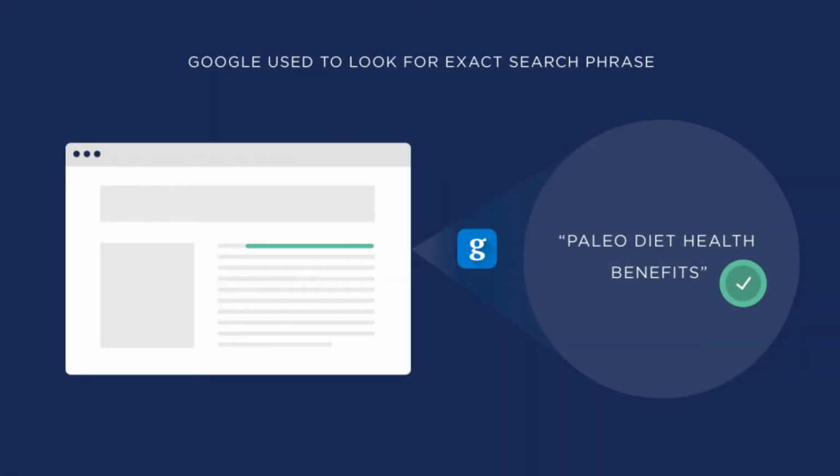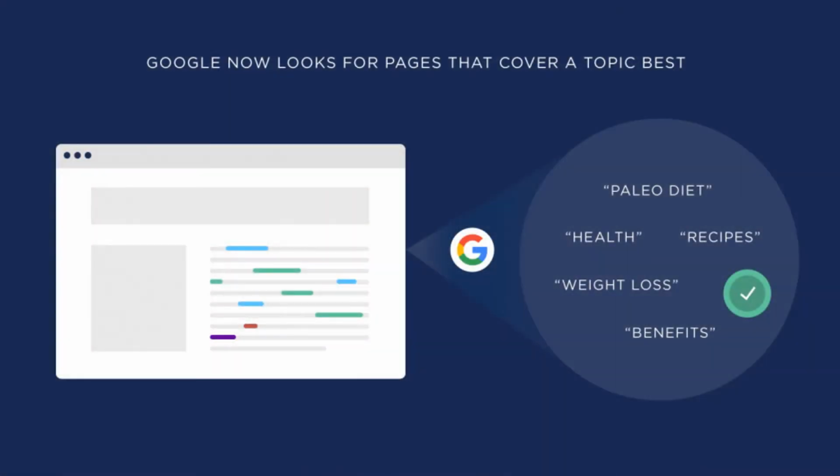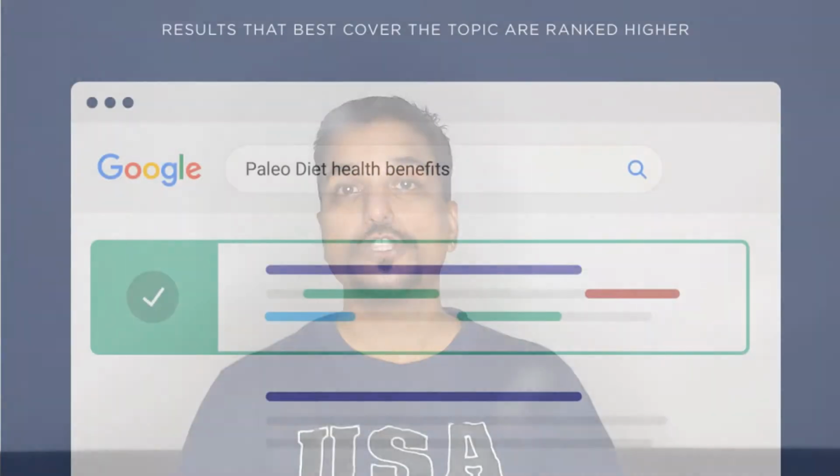For example, if you searched for Paleo Diet health benefits, pre-Hummingbird Google would show you pages that had that exact phrase on the page. But Hummingbird is smarter than that. Yes, Google still looks for keywords, but they don't rely on them. So instead of only scanning pages for keywords, they look for pages that cover the topic Paleo Diet and health best and present those results to users.